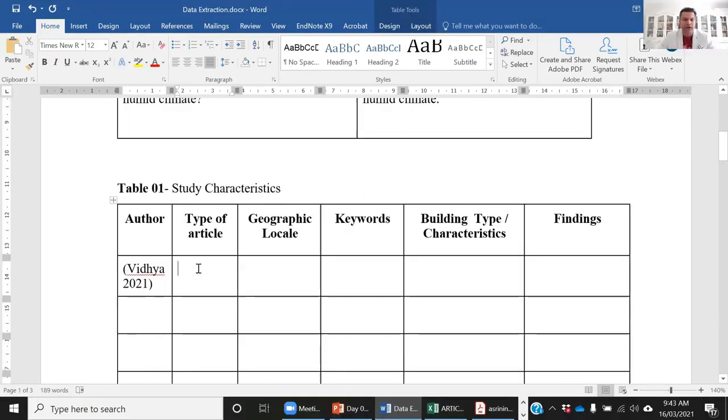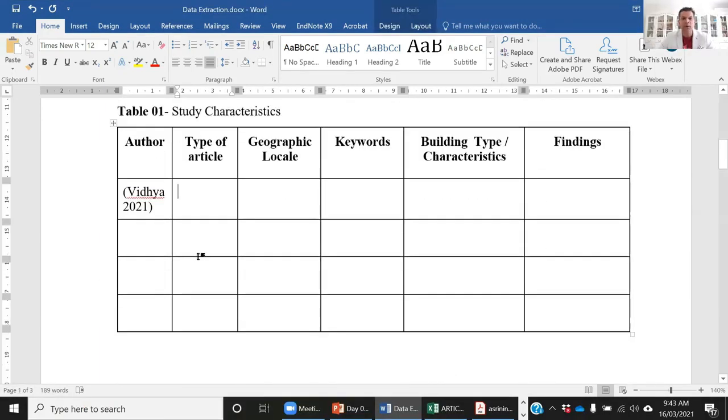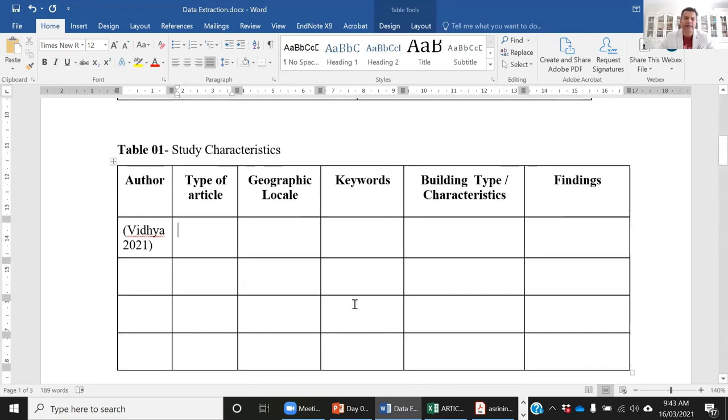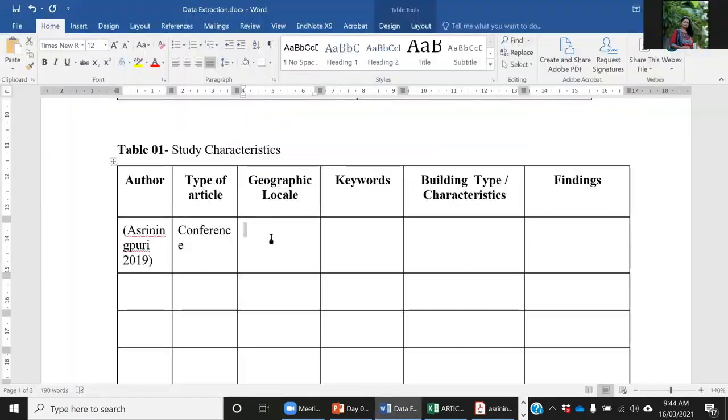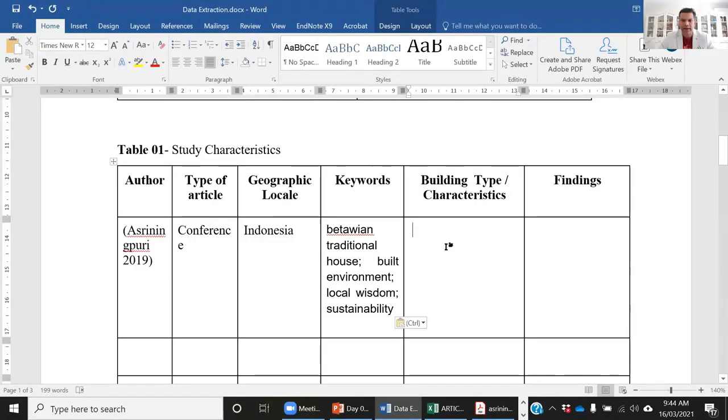All right, so let's see. If I were to start filling, now I consider these three tables that Vidya has done as the data extraction table. So these are the data items that we need to extract from different papers. Okay, so let's see. The first paper is from Indonesia, geography, Indonesia, building type or characteristic.